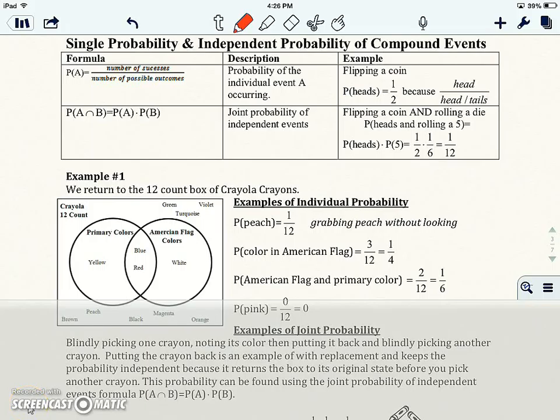Okay, this is probability part 2. We are going to do some review, but I like these notes because they kind of have everything in one spot. Please follow along. So single probability and independent probabilities of compound events.